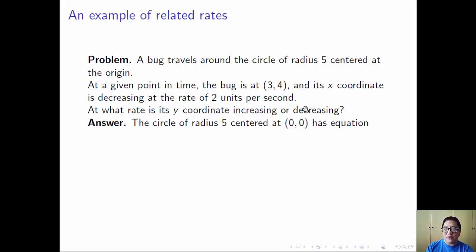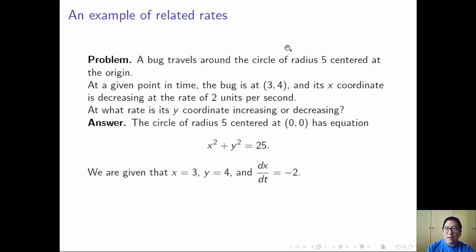And as you may remember, the equation of that is x squared plus y squared equals 25. And we are given that x equals 3 and y equals 4 because the bug is at (3, 4) at this particular point in time. And that dx/dt is minus 2 because the x-coordinate is decreasing, that's where the minus sign comes from, at the rate of 2 units per second. And the last sentence says at what rate is its y-coordinate increasing or decreasing. In other words, solve for dy/dt.